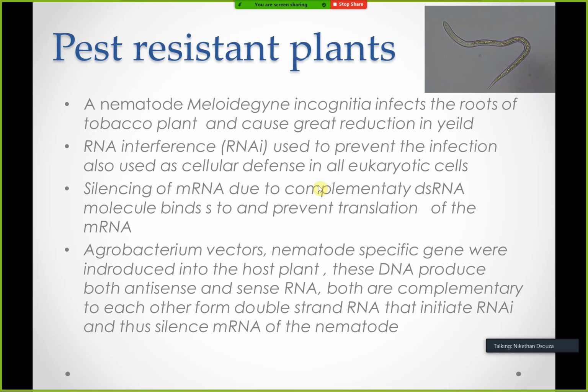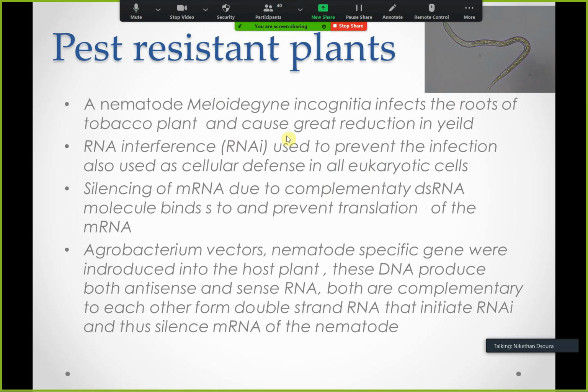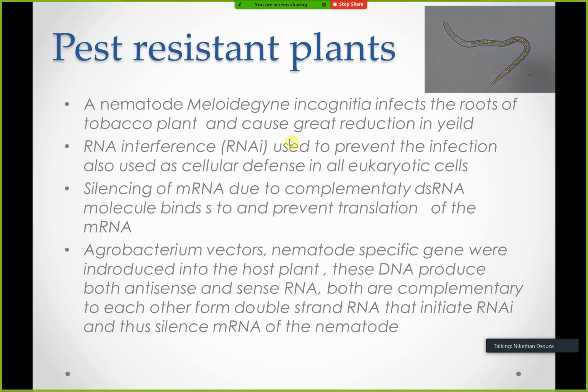Agrobacterium vectors or nematode-specific genes are introduced into the host, and both the sense and antisense RNA strands are present, so that it can produce the complementary double-stranded RNA and initiate RNAi, and thus silence the mRNA. That means we introduce the DNA such that it can produce both the RNAs on both the DNA strands, and this double-stranded RNA goes and binds to the mRNA and blocks it.